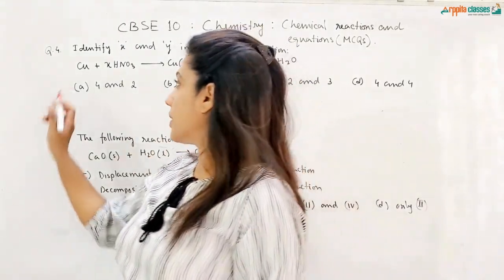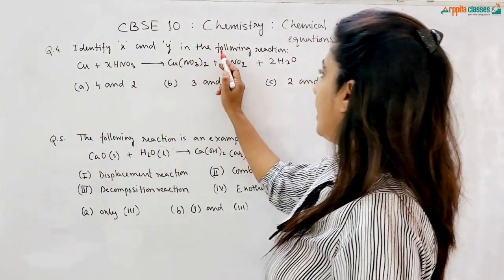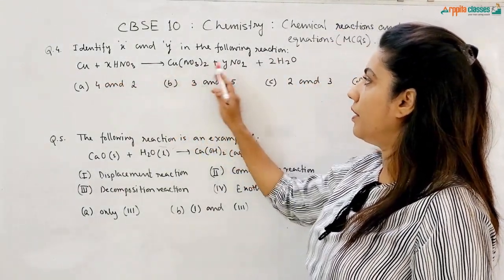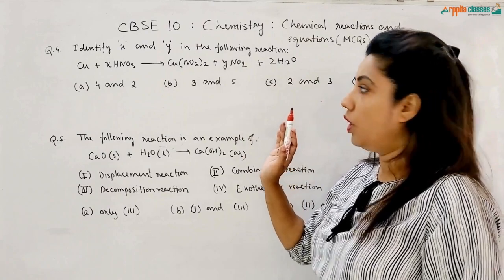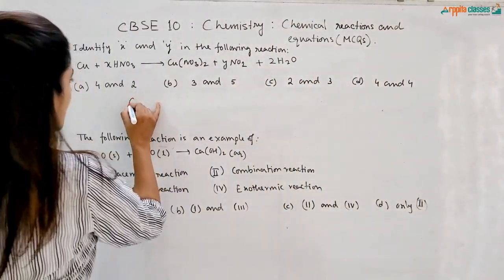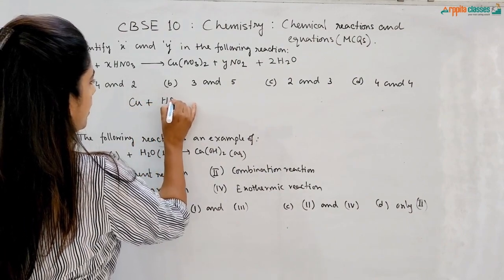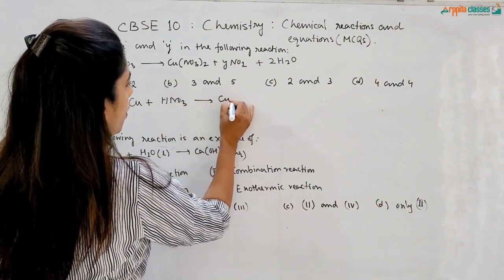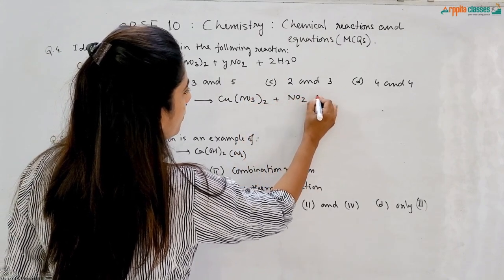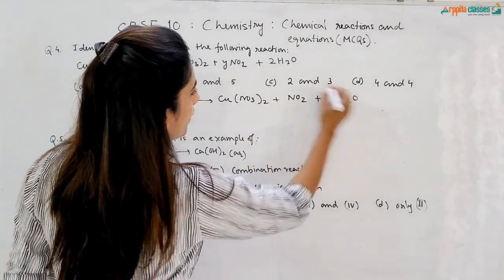So next question, question number 4 is identify X and Y in the following reaction. Copper plus X HNO3 gives you copper nitrate plus Y NO2 plus 2H2O. So we need to balance this chemical equation. Let us try to balance this. Copper plus HNO3 gives you copper nitrate plus NO2 plus, this is already given, 2H2O.